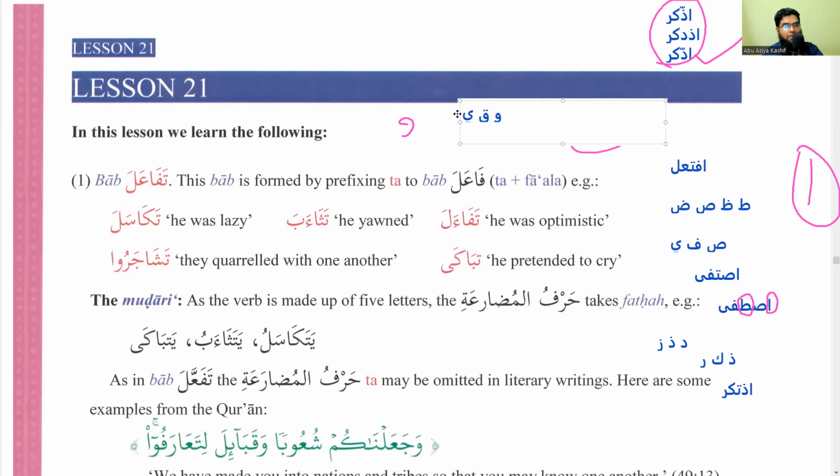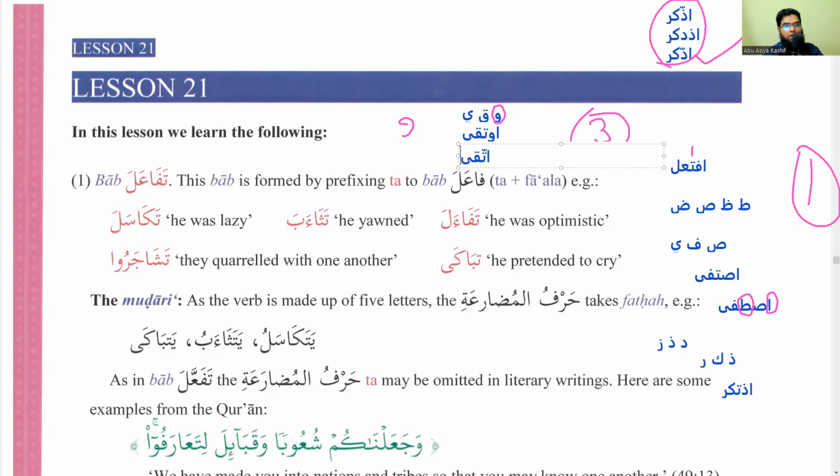Now I want to make it form 8. Iftaqa, correct? Iftaqa. But this waw will change into a ta. Now instead of changing a ta, notice here we change the ta to a ta, the third letter, right? Extra letter ta. Here we change the ta to a dal or dal, whatever. And here we'll change the weak letter, obviously. So this waw will change into ittaqa.